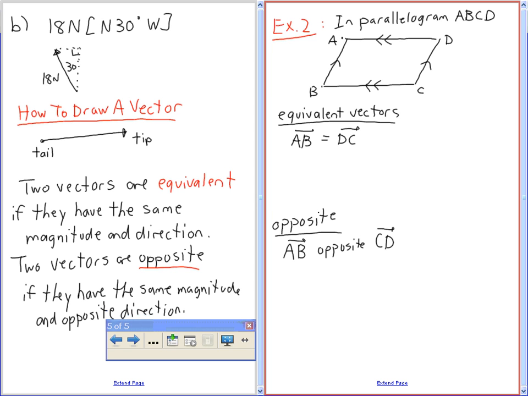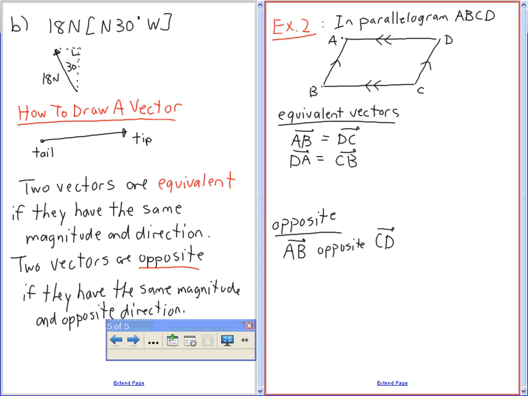AB means you're going from A to B. C to D means you're going like this. So these would be ones that have the same magnitude, but the opposite direction. They're going the opposite ways. That's the one thing I wanted you to say there. DA is equivalent to CD. Good. Any other equivalent vectors? There are, in fact, 2 more.